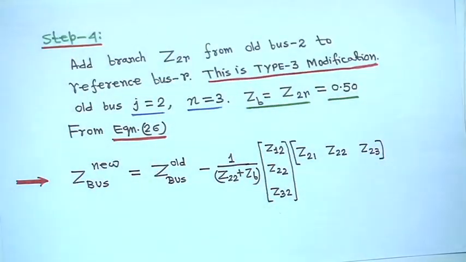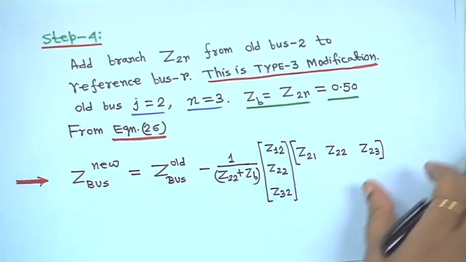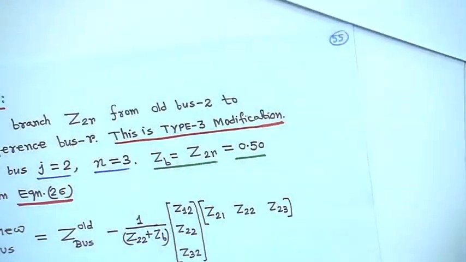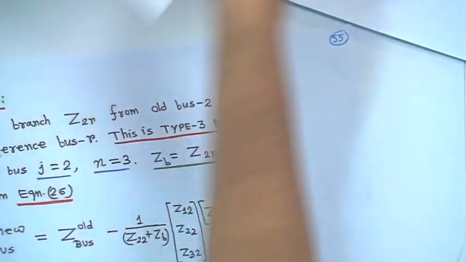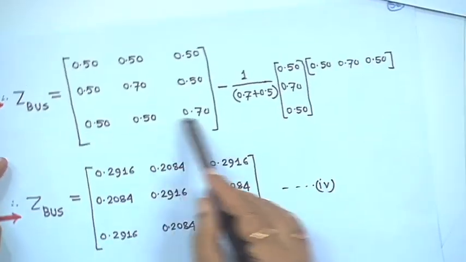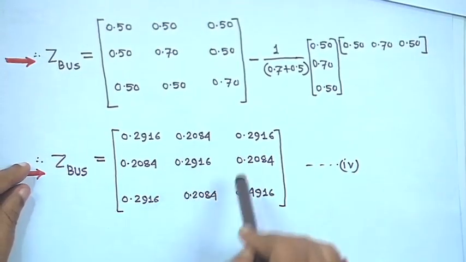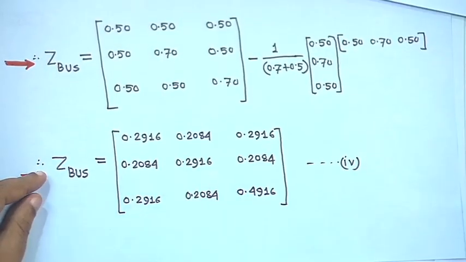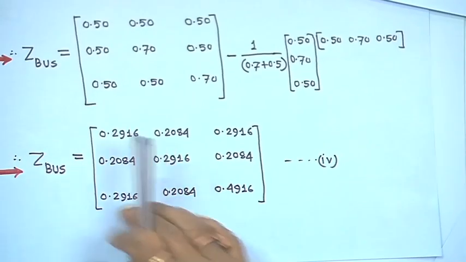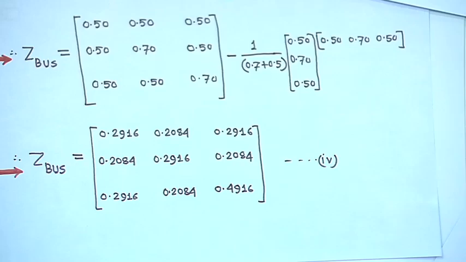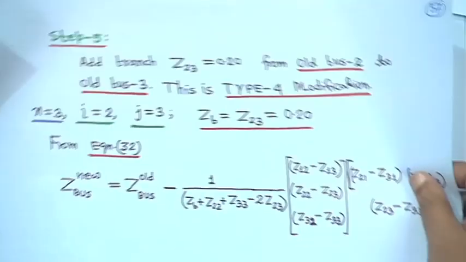So, in this case if you compute Z bus new, it will become this one. If you do so, this Z bus computation you have to make, but still it is not completed. One more branch is there, that is step 5. In this case add branch 2 to 3, because that is not added, step 5.